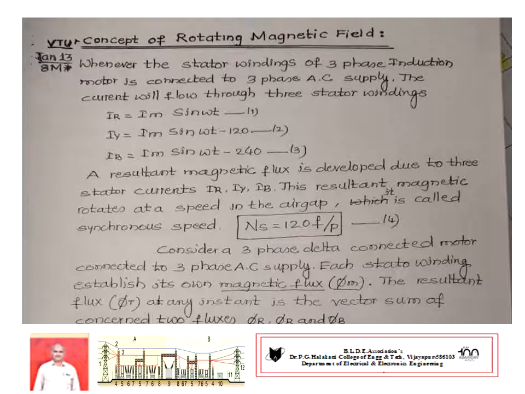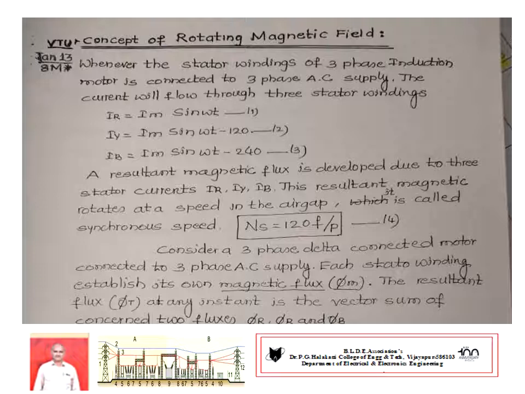So, when the stator winding is given a three-phase AC supply, three stator currents will flow. Let us consider IR, IY, IB to be the three stator currents. They have a phase difference of 120 degrees. The three-phase currents are shown as IR equal to Im sin omega t, IY equal to Im sin omega t minus 120 degrees, IB equal to Im sin omega t minus 240 degrees. That shows the mathematical representation. This clearly shows that each one has a phase difference of 120 degrees.